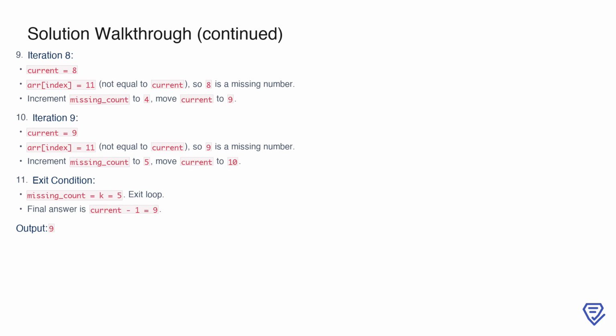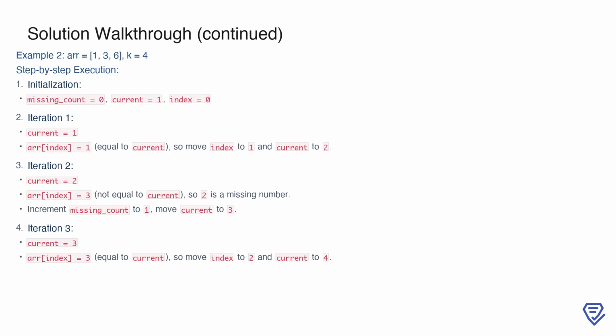Since 9 is also not in the array, it is another missing number. We increment missing_count to 5, which matches our target value of k. At this point, we exit the loop, and the answer is current minus 1, which gives us 9. Therefore, the fifth missing positive number is 9.